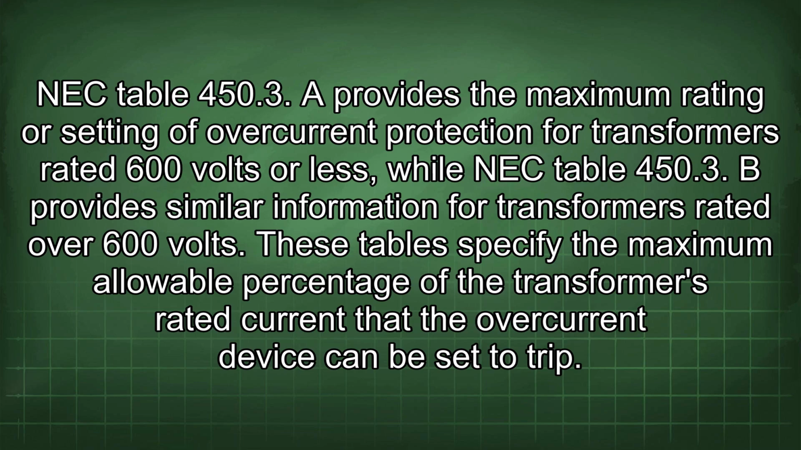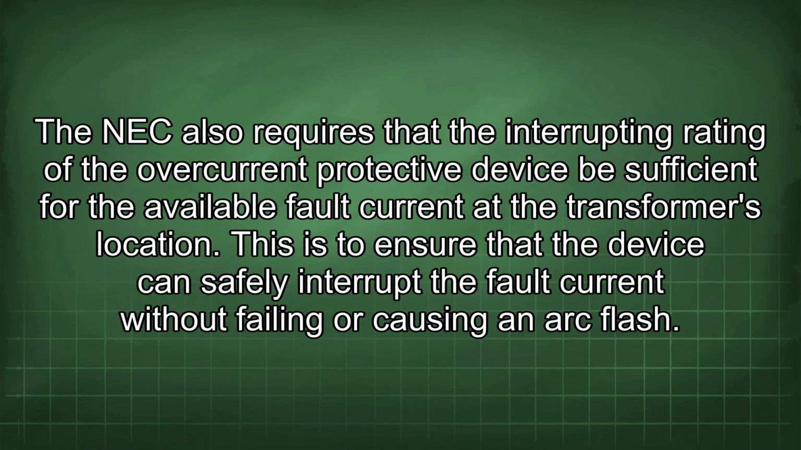These tables specify the maximum allowable percentage of the transformer's rated current that the overcurrent device can be set to trip. The NEC also requires that the interrupting rating of the overcurrent protective device be sufficient for the available fault current at the transformer's location. This is to ensure that the device can safely interrupt the fault current without failing or causing an arc flash.